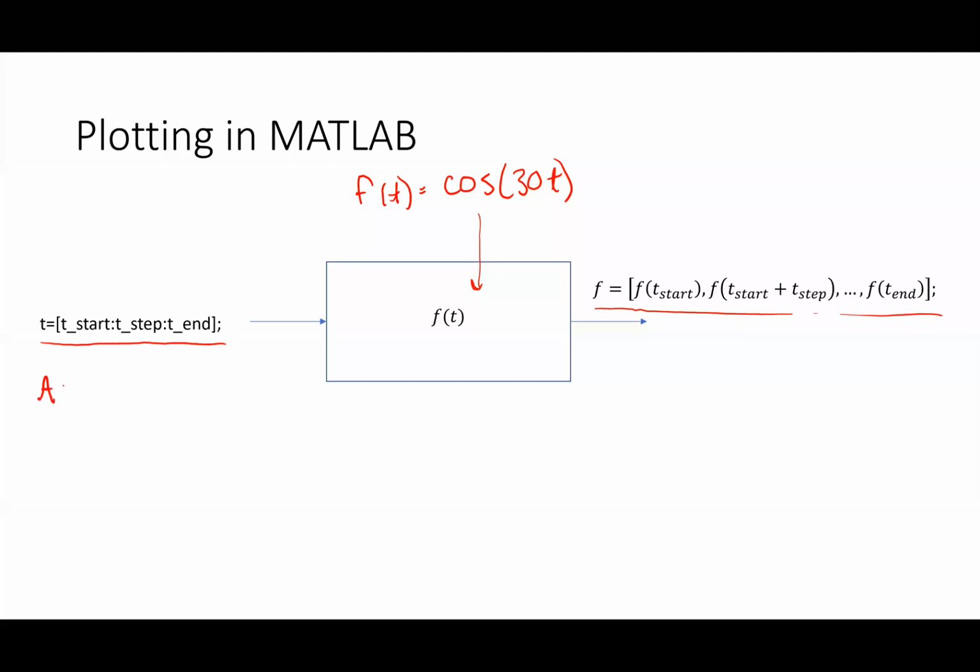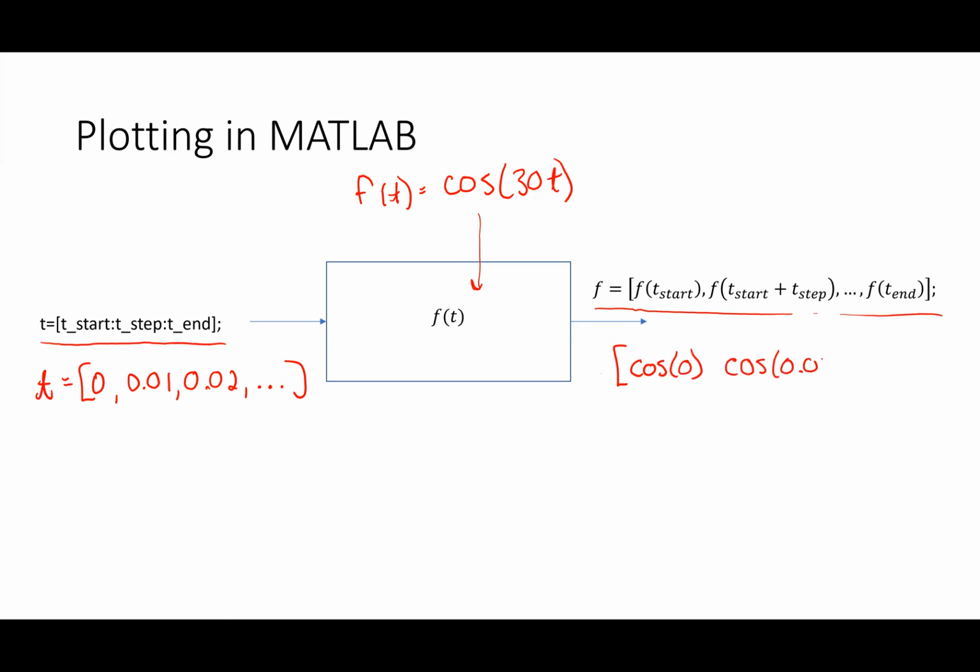So if t equals, that's a bad t. If t equals 0, 0.01, 0.02, so on and so forth, then this guy becomes cosine of 0, cosine of 0.01, and so on and so forth, right? Like that. So it's one thing to bear in mind, right?